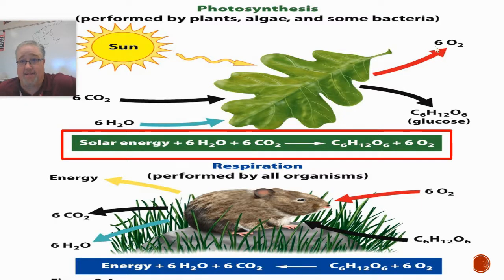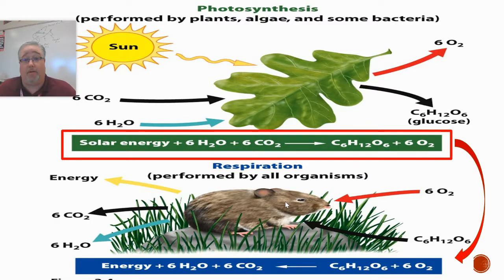Oxygen gas is given off by the plant. Obviously, animals will breathe that in. But again, this glucose could be used by the plant for food, but any excess glucose that's produced could also be food for animals. So that's why I have this arrow over here on the right, because this process of photosynthesis kickstarts the process of what we call cellular respiration.